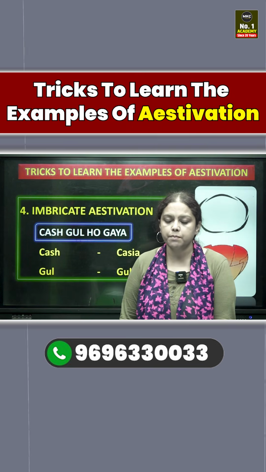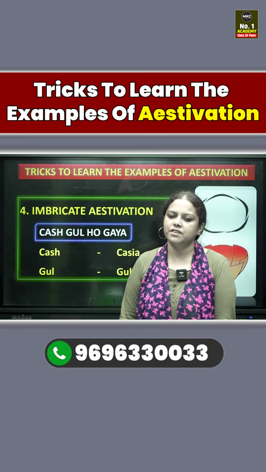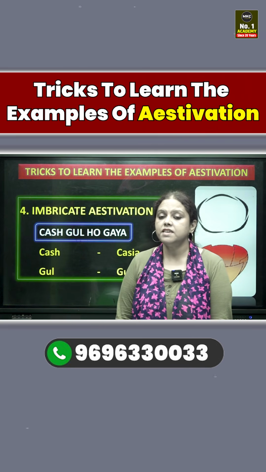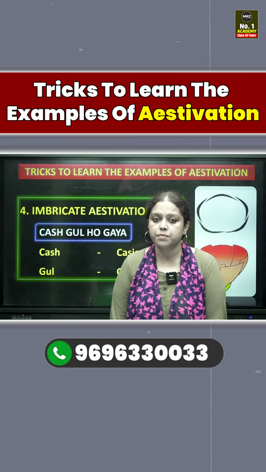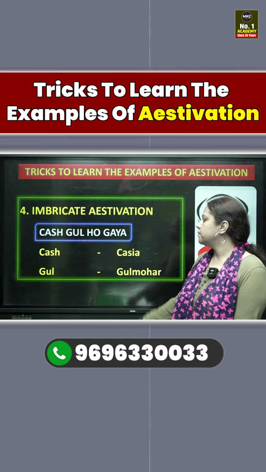The margins, they are overlapping the margin of the next one, but not in any particular direction. So what is that easy trick that will make you remember all the examples of imbricate estivation? That easy trick is cash gul ho gaya.